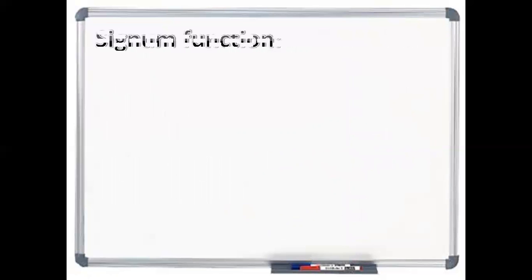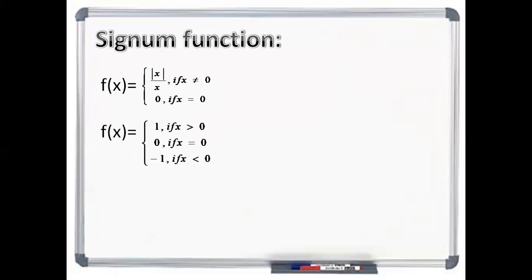Next function is Signum function. Its algebraic expression is modulus x upon x if x is not equal to 0, or 0 if x equals 0. Another way to write this is 1 if x is greater than 0, 0 if x is 0, -1 if x is less than 0.